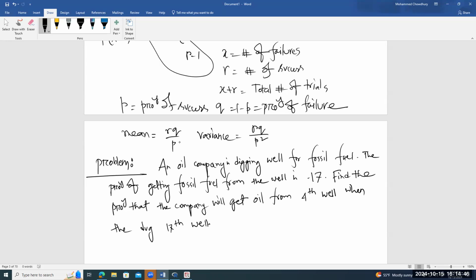Do you understand the question? They will get oil from the fourth well. So that means first, second, third, they already got. This is their fourth one. But the fourth one they will get at the 17th well. How many wells are there altogether? 17. And they got oil, fourth one. So that means 13 failures. Clear, right?